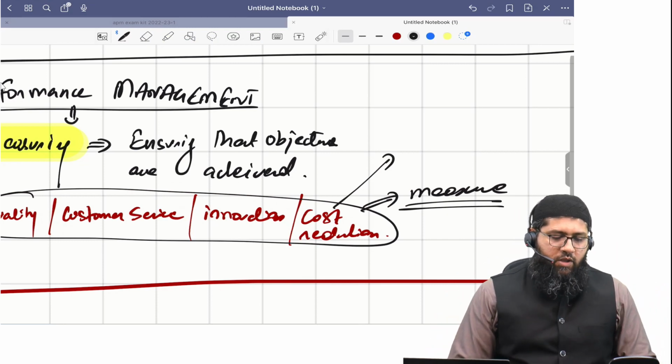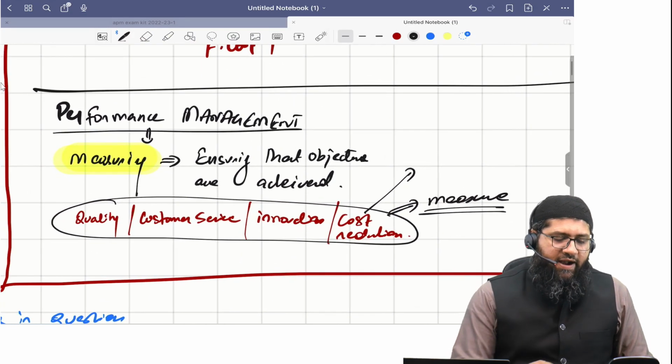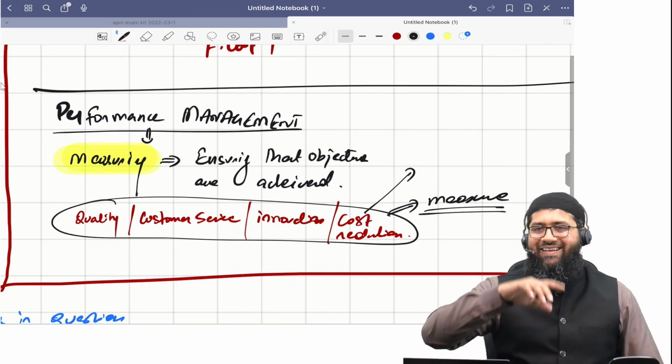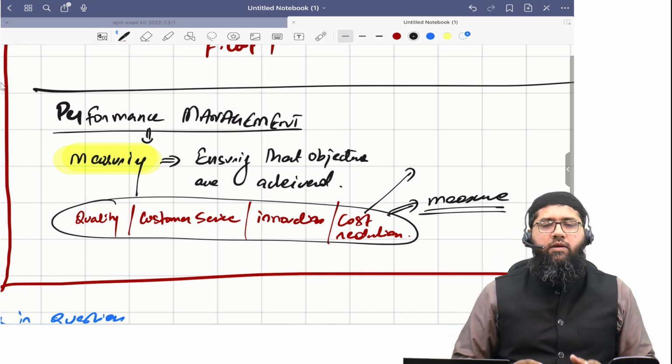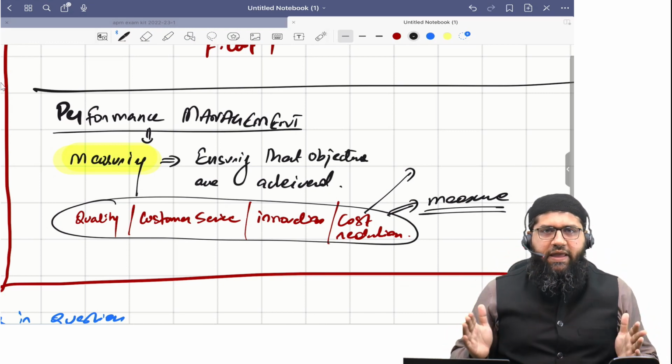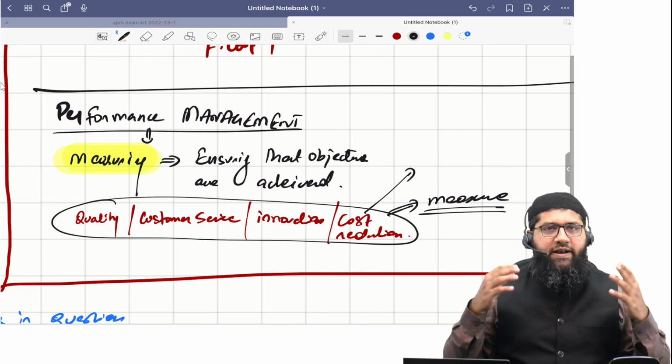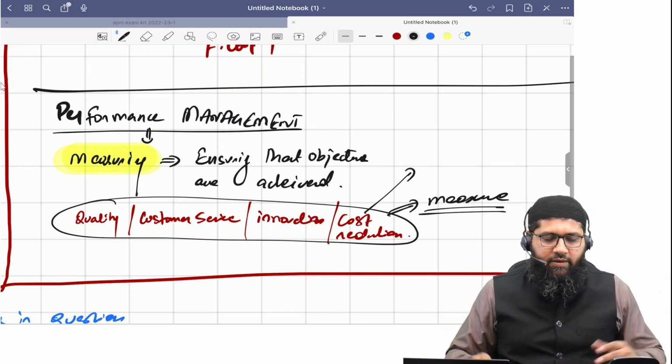You get my point? So important is that when you measure something, it gets highlighted, and when it gets highlighted, it gets done.